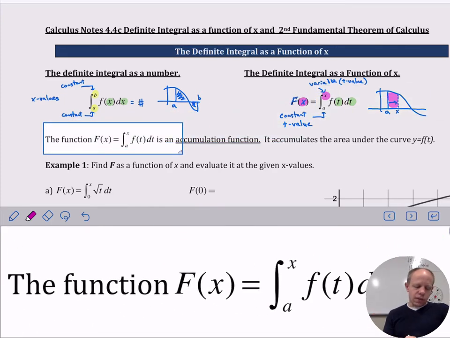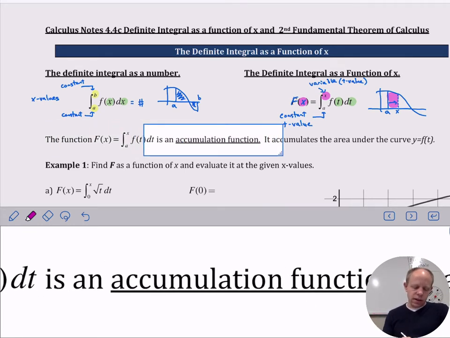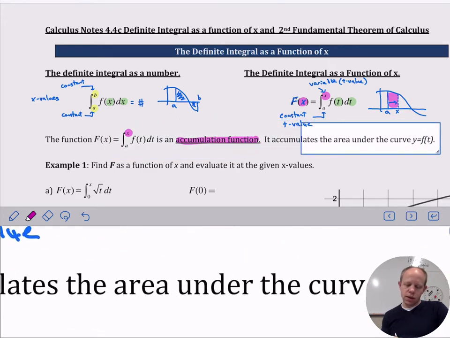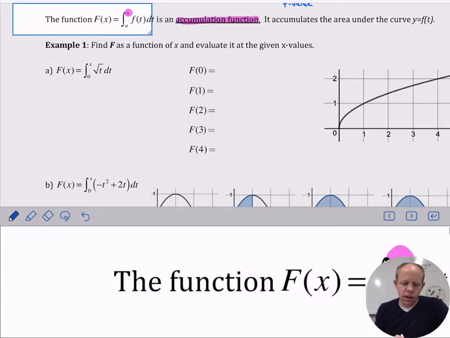Now, what we call that, the function capital F at x equals the definite integral from a to x of f at t dt. This is actually called an accumulation function. It's going to tell us how much displaced area is accumulated from whatever a value to whatever x value we want. And so it accumulates the area under the curve y equals f at t. All right, so let's take a look at example 1.